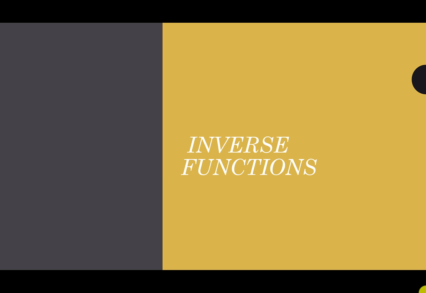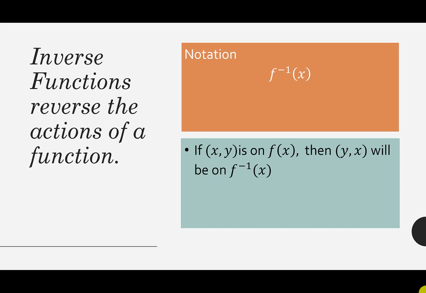Hi everybody, today we're going to talk about inverse functions. Inverse functions reverse the actions of a function. Our notation is f, and it looks like an exponent of -1, f⁻¹(x). I don't want you to think about this as a regular negative exponent. We do not mean here that f inverse of x is 1 over f of x. That is not what this notation means. It's just a way for us to tell that we're talking about inverses.